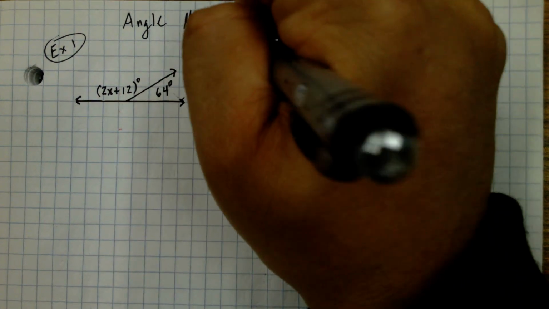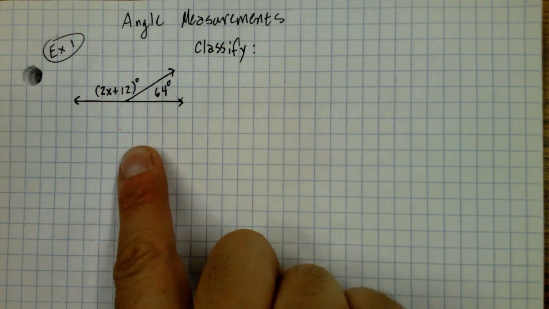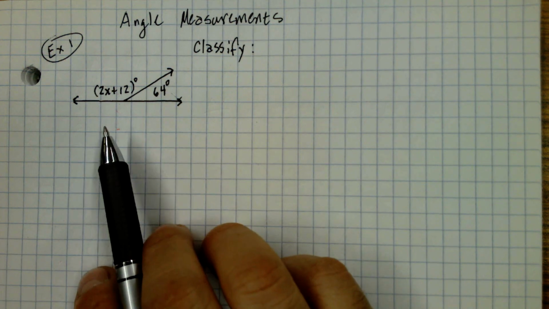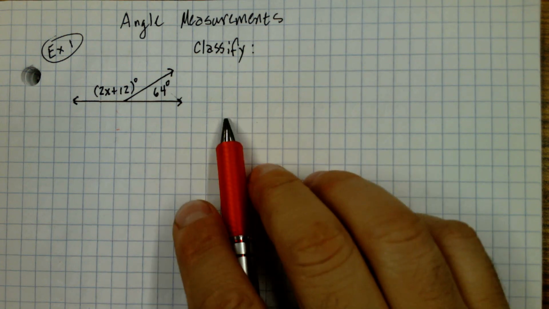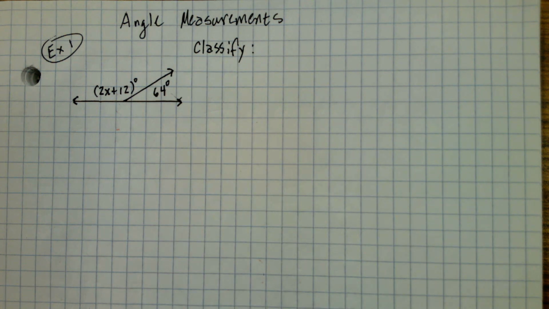So based on what we learned yesterday, what did we learn? Supplementary, complementary, vertical. Those are the main ones. Which situation does this fall in? Remember the differences. Supplementary is when two angles add up to 180. Complementary is when two angles add up to 90. And then vertical is when you have two lines intersecting and the opposite angles are equal or congruent.